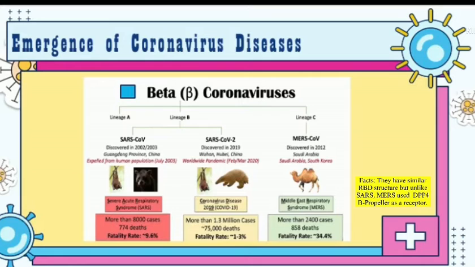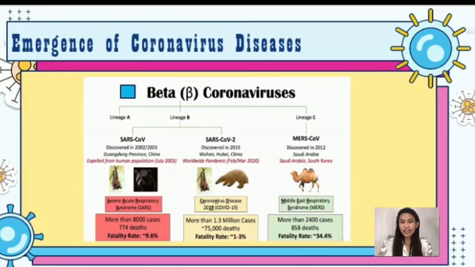They actually have similar RBD structures, the SARS-CoV, the SARS-CoV-2, and the MERS-CoV. But unlike SARS, MERS uses the DPP4 beta-propeller as a receptor. As we can see, the key features of the SARS-CoV, the MERS-CoV, and the SARS-CoV-2, or COVID-19, are all the same: they exhibit dominance of hospital-acquired infection and pathogenesis driven by a combination of viral replication in the lower respiratory tract and then an aberrant host immune response.